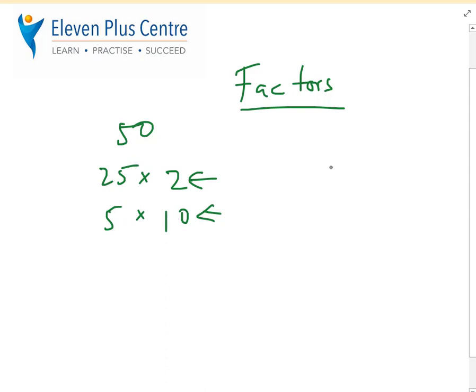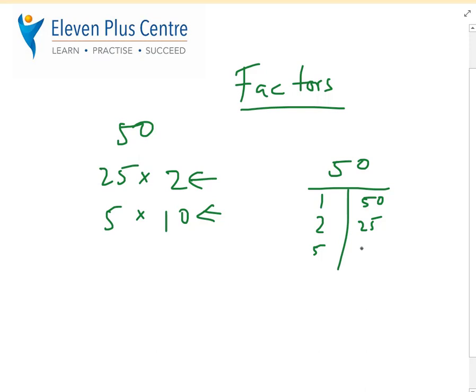But back to my original question, if I had to find out the factors of 50, this is the way you need to do it. Underneath 50, you draw a big T like this, and you start with number 1. 1 times what makes 50? 1 times 50 makes 50. 2 times what makes 50? 2 times 25 makes 50. 3 times what makes 50? Nothing. We can't do that. 4 times anything makes 50? We can't do that either.